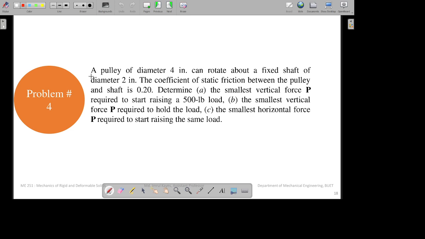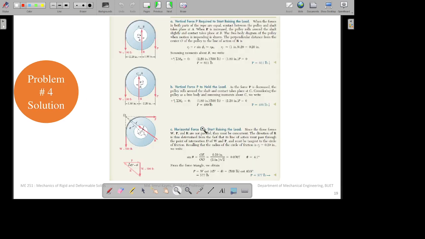So here is our first problem. Let's see what is said here. A pulley of diameter 4 inch can rotate about a fixed shaft of diameter 2 inch. The coefficient of static friction between the pulley and shaft is 0.20. Determine, A, the smallest vertical force P required to start raising a 500-pound load, and B, the smallest vertical force P required to hold the load, and the smallest horizontal force P required to start raising the same load. So the solution part is over here.